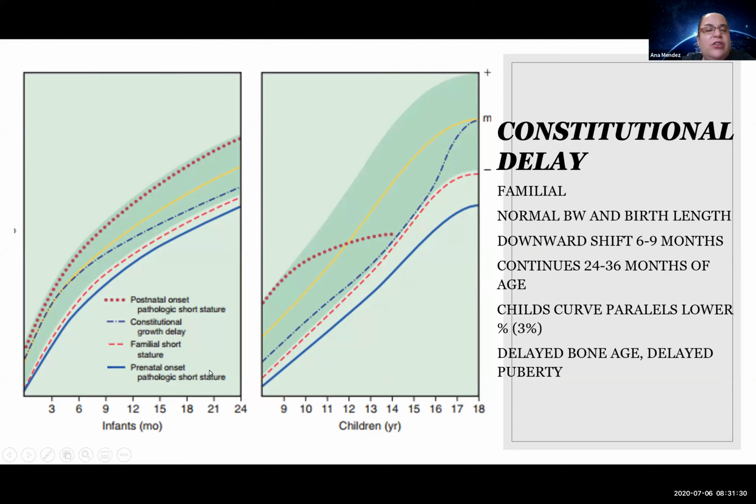So if we look at constitutional growth delay, which is this broken dotted blue line right here. They are born, they hit 6 months, and then they start to go down. And if you follow, this is the second part of that chart, you see that they are on the lower, parallel to the third percentile, a little bit on top. And then when they hit puberty at 14 right here, he goes back up, or she goes back up and follows the normal curve, which is this 50 percentile in yellow.